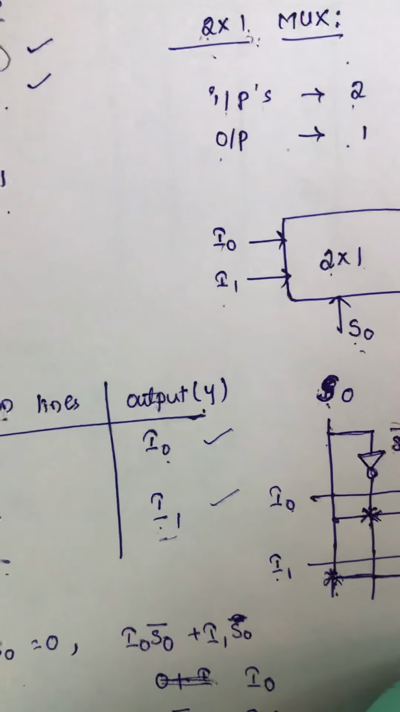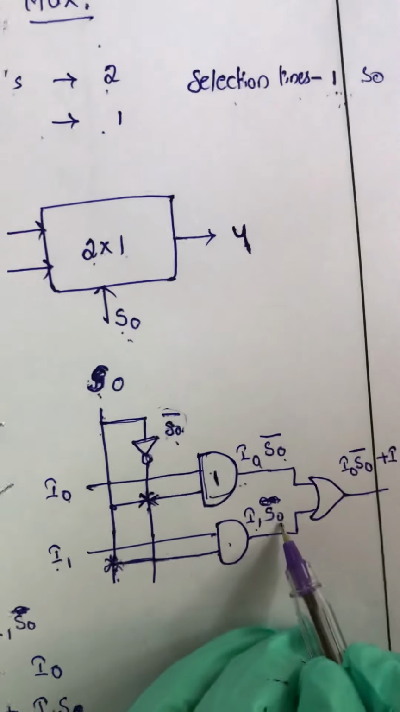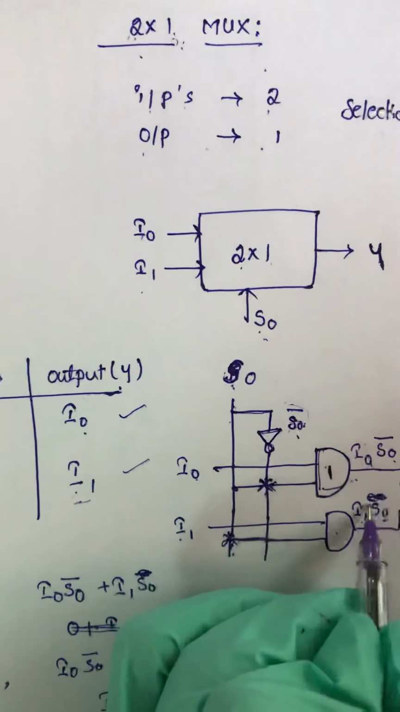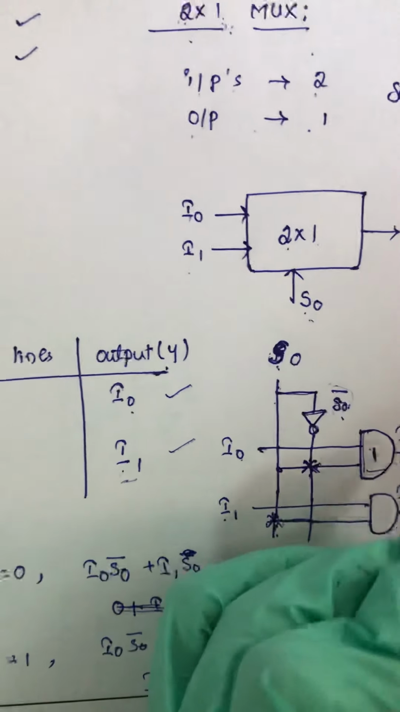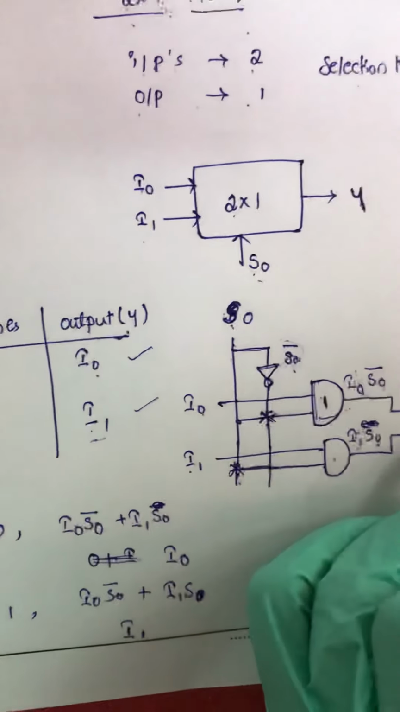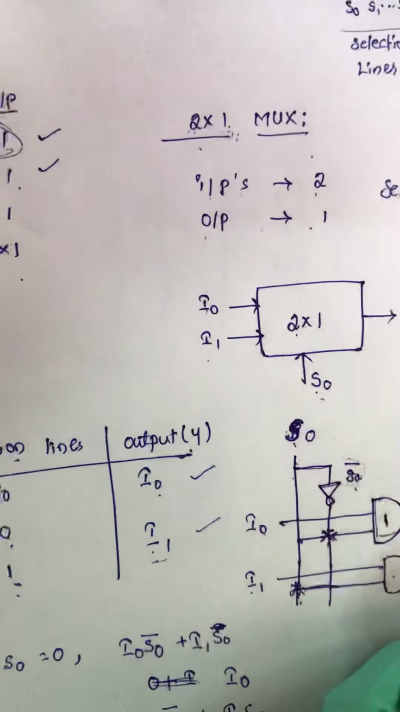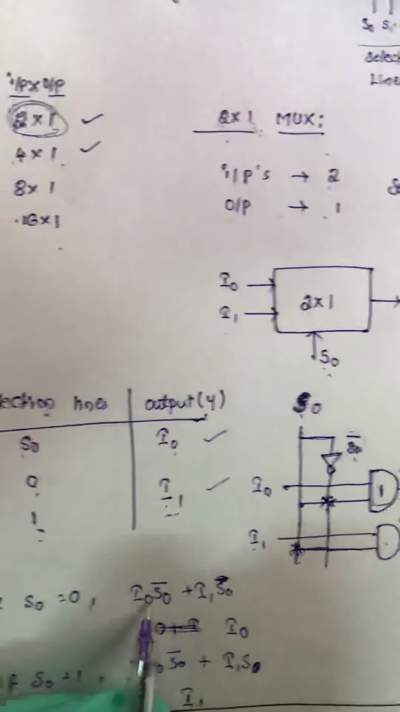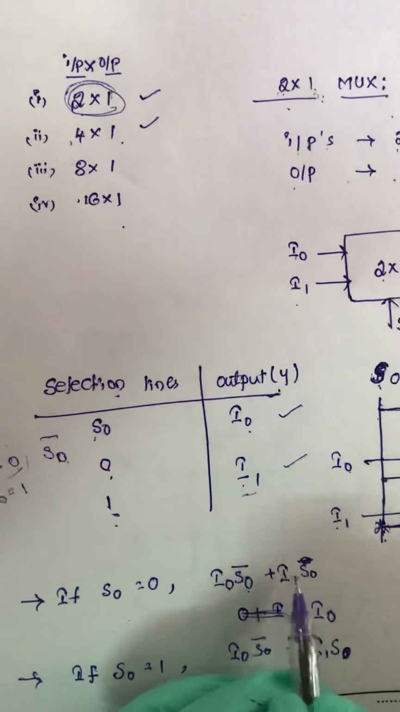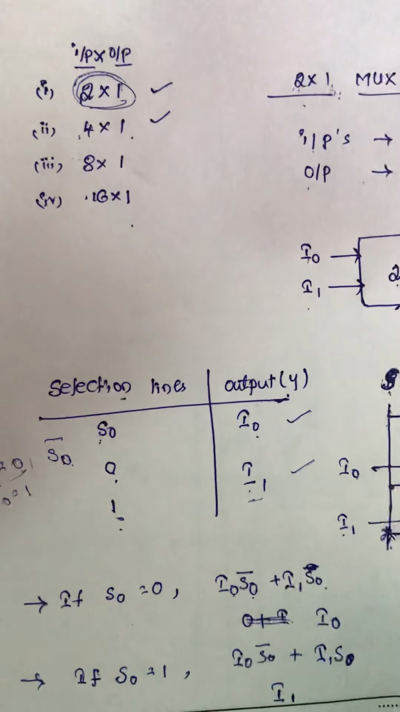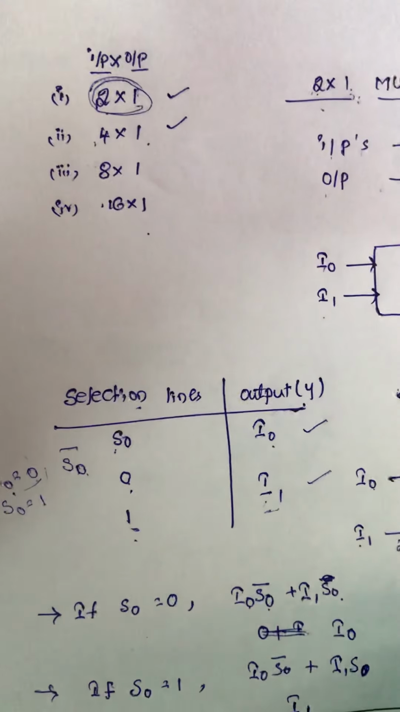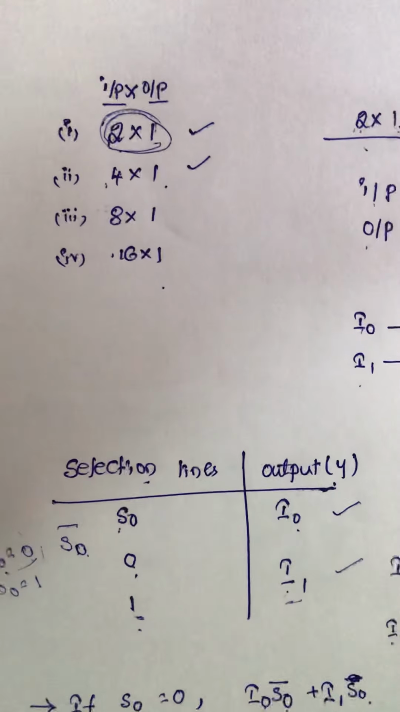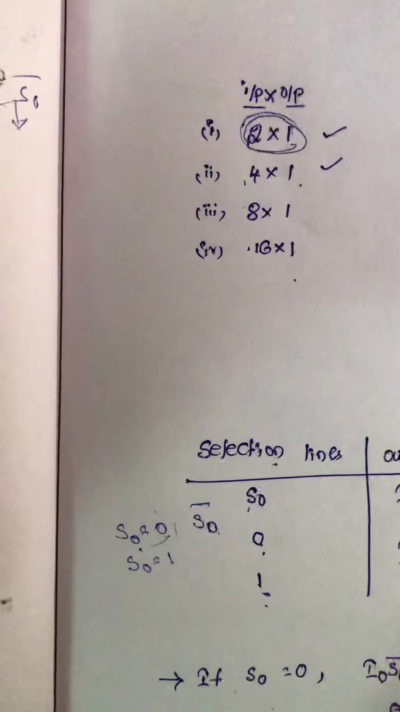According to the definition of a multiplexer, it gives only one output, but here we observe two outputs. These two outputs are combined in an OR gate, and finally we get a single output, that is Y. So the final output Y equals I0 S0 bar plus I1 S0. Now we have to prove that this logic circuit works as a multiplexer. For that we are using different cases.